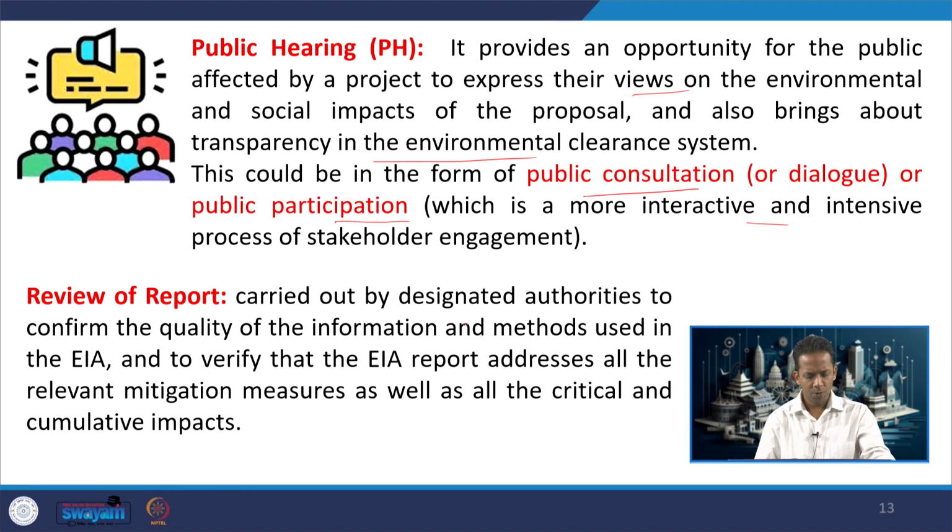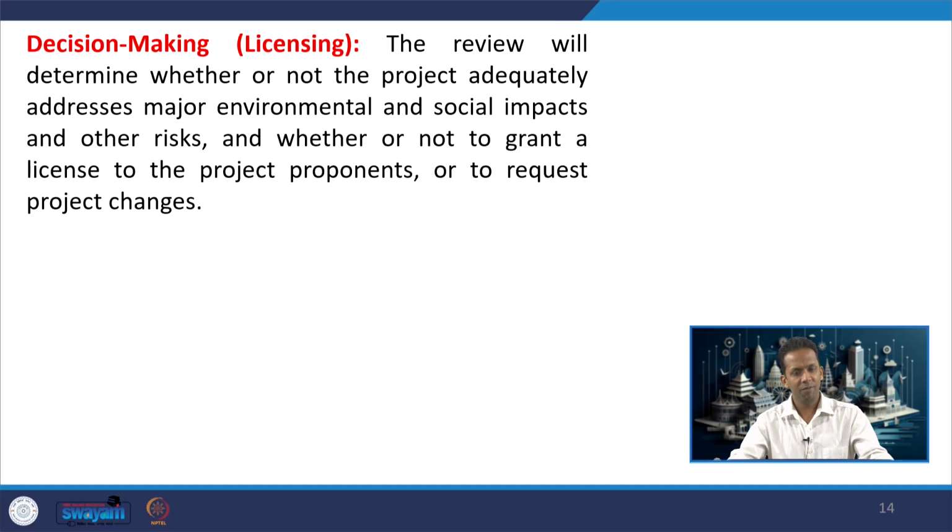Then the review of the report is again carried out by designated authorities. They will confirm the quality and reliability of the information and methods used in EIA, and they will verify whether the EIA report addresses all the relevant measures and impacts or not. So, after public hearing and review of report, there is decision making, which is also called licensing, and it is the outcome of the review. The review will determine whether the project is adequately addressing all the impacts and whether to grant the license, to request some changes in the project, or to reject the proposal. That is the decision making.